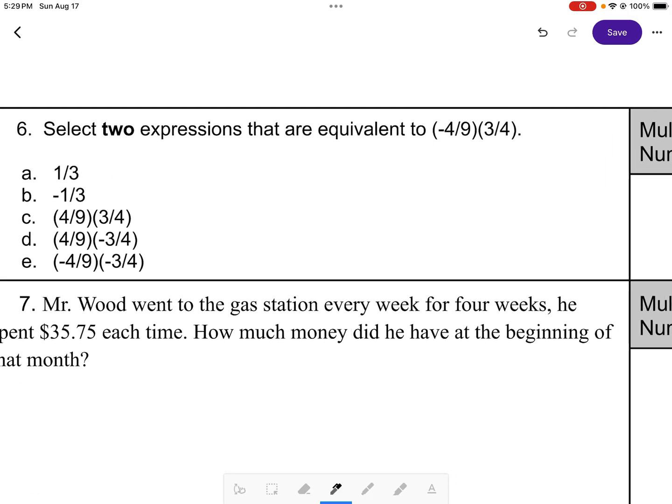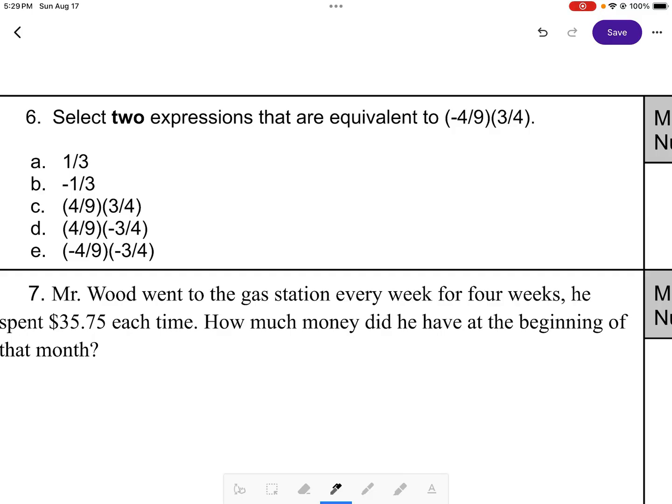Number 6, it says select 2 expressions that are equivalent to -4/9 times 3/4. We're looking at the negatives and the positives here. So I'm going to go ahead like I did last time. I'm just going to solve -4/9 times 3/4. Remember that when I multiply fractions, I can multiply across the top and the bottom. -4 times 3 is -12. 9 times 4 is 36.